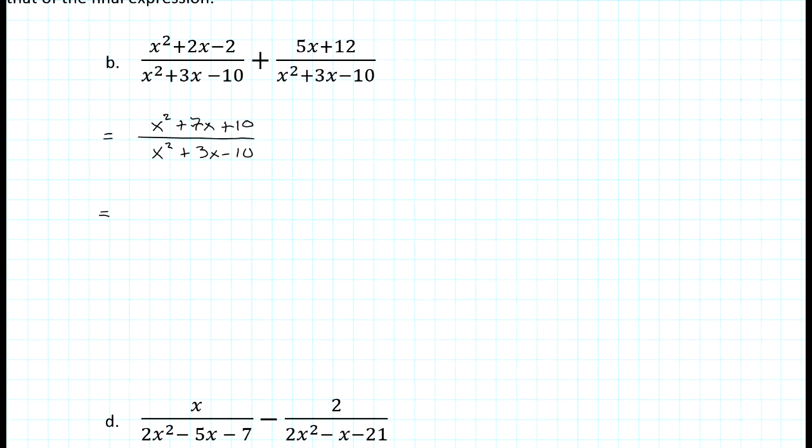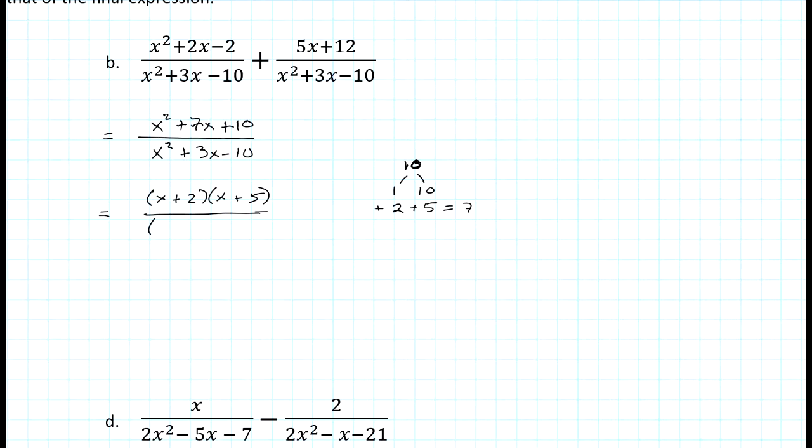We'll continue forward with this by factoring the top. The x squared plus 7x plus 10 can factor as x in the first position, x in the second position. We want to get two numbers that multiply to be 10 and add to be 7. So our option here is a 2 and a 5 will add up to 7.